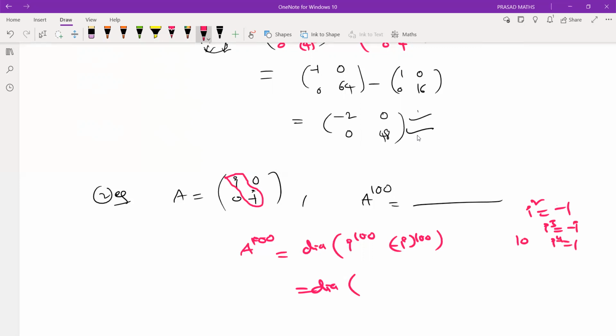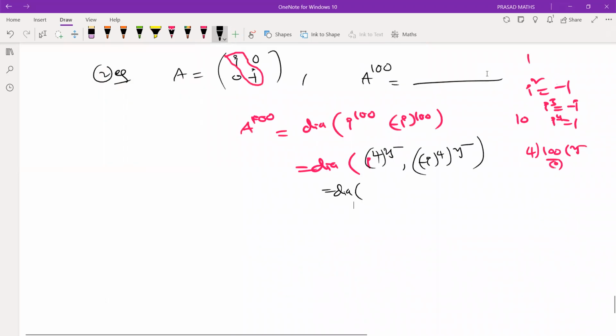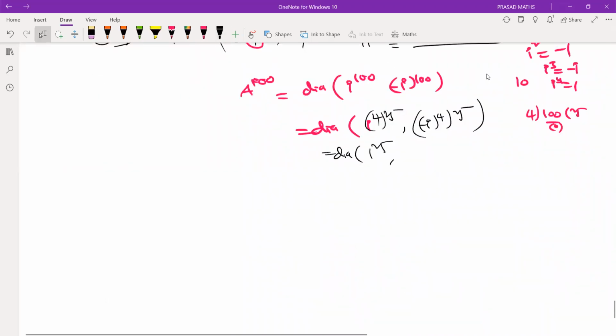So you need to take 4 as the divisor because of cyclicity; i is a cyclic group. Therefore you need to divide 100 by 4. So i to the power 100 is i to the power 4 into 25, and minus i to the power 100 is minus i to the power 4 into 25. Diag of i to the power 4 is 1, to the power 25, and the other is also 1 to the power 25.